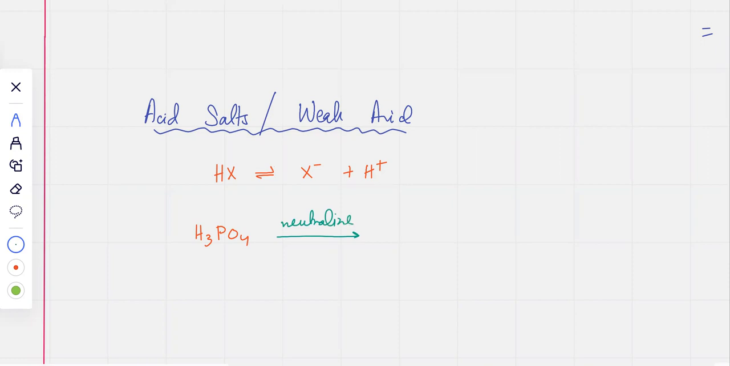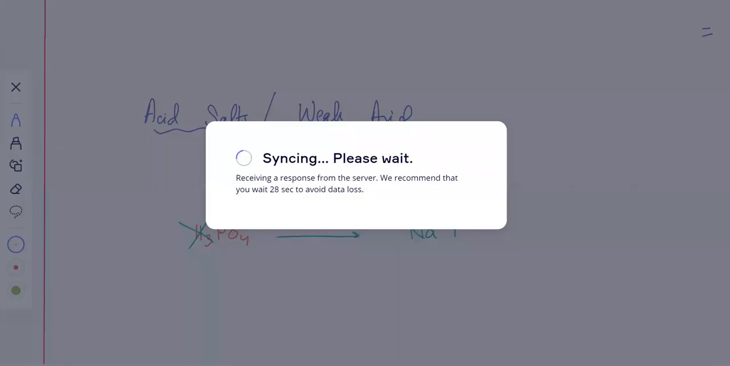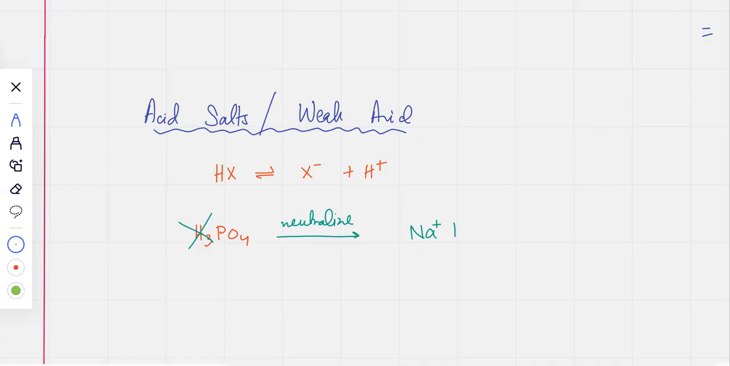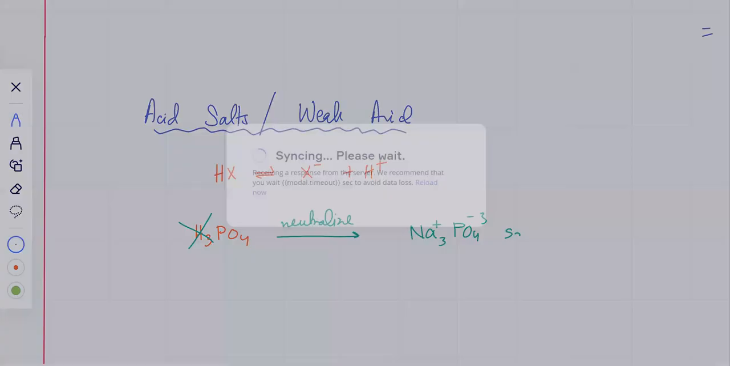And how do you neutralize an acid? You get rid of the H and instead replace it with some other ion. For example, you react it with a base or a metal or a carbonate. So the H are gone and they get replaced by, let's say, sodium ions. Na plus 1, PO4 is minus 3, so it's going to be Na3PO4. Now this is a proper salt.